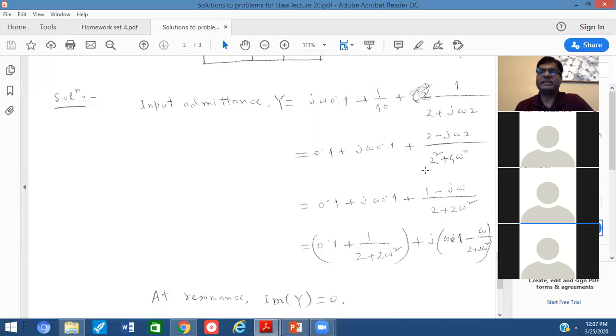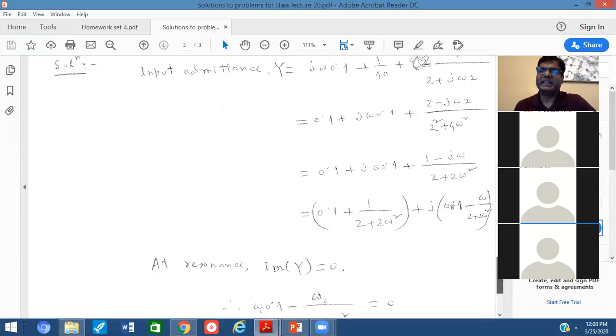Okay, then moving forward, you see the third line. What I did, still it is third line, still it is the same. Oh no, in the third line, if you look at the third term, the numerator and denominator, 2 is the common factor. That's why from the numerator I am getting 1 minus j omega, and then in the denominator the 2 cancelled, so that's why 2 plus 2 omega squared.